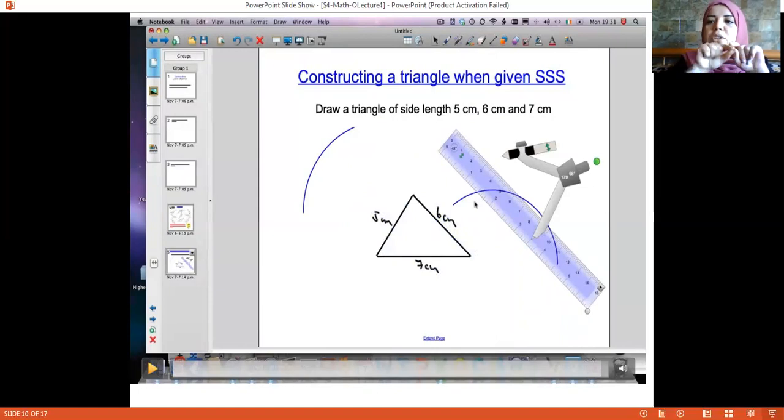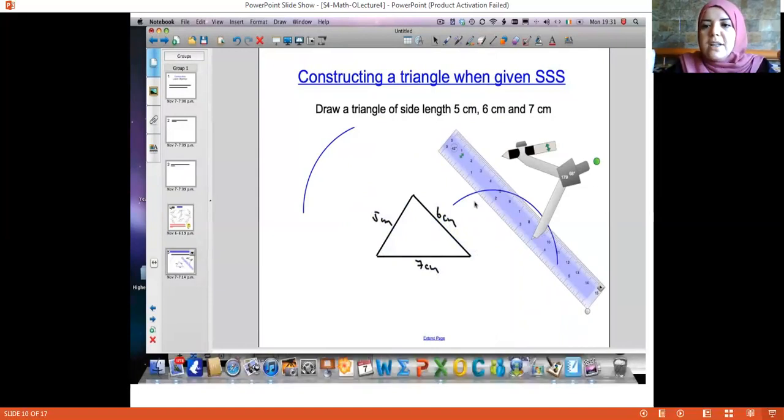So the first step, you choose the longest and you draw it. Then you use the compass. You open it as much as I want, or as much as I gave you. You draw a small arc, then you draw another arc, and the point of intersection, you join them to the endpoints, and that's the triangle. Okay, that was the first case where I gave you the 3 sides.